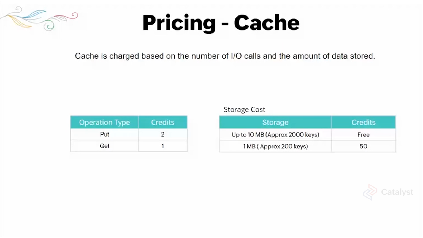The cache as well: the put operation will be charged at 2 credits, and the get operation is charged at 1 credit. From a storage point of view, 10 MB or approximately 2000 keys are free. Beyond that, each additional MB would cost you 50 credits.